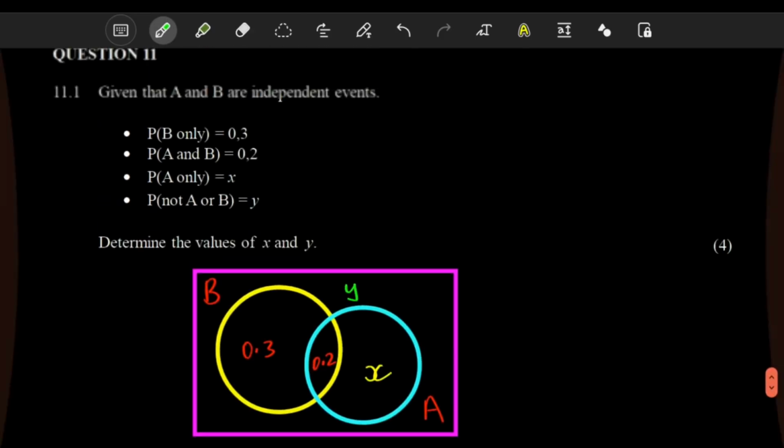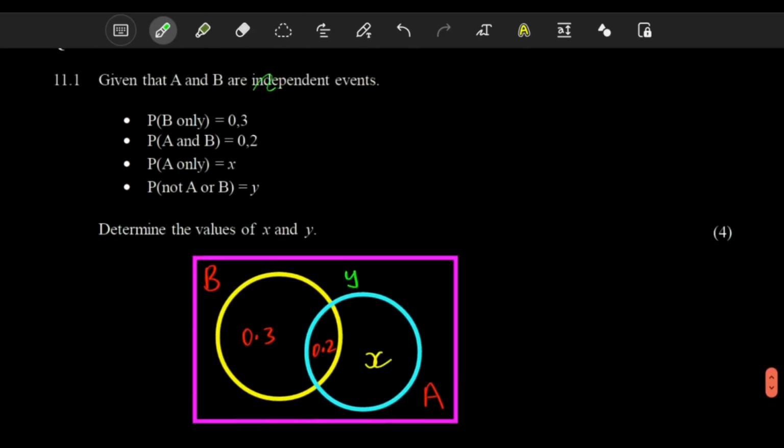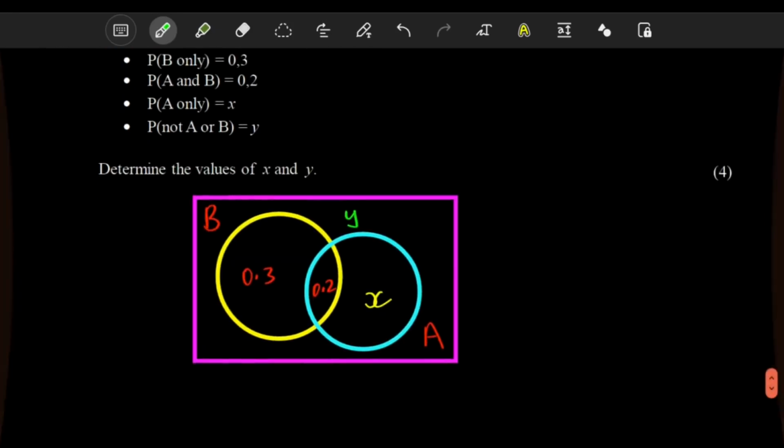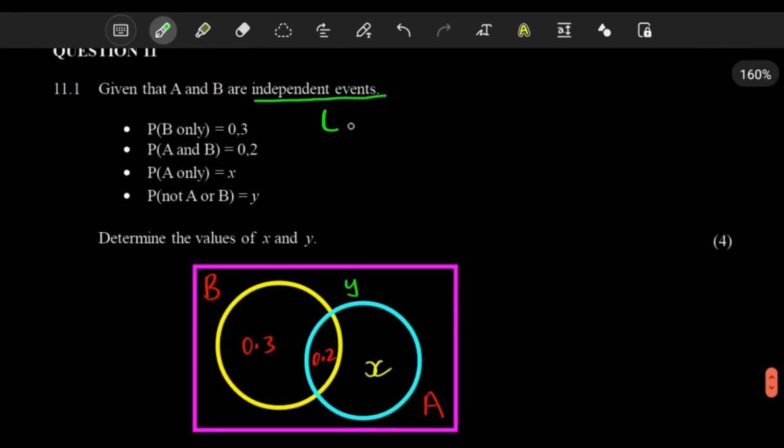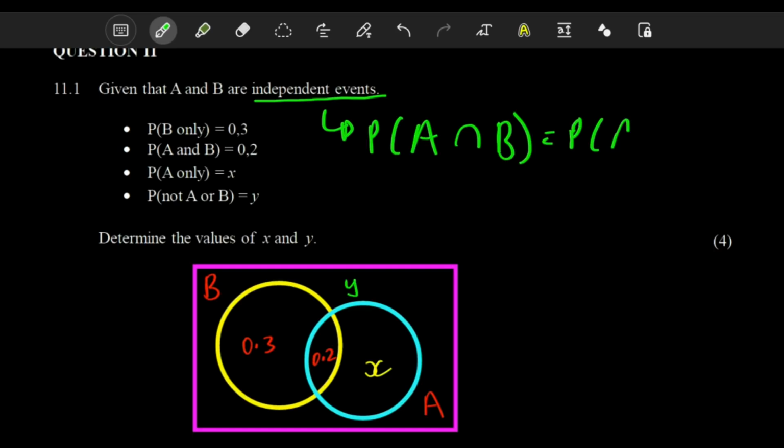They say the events are independent anyways. So if you're going to determine the values of X and Y, we might as well start off with this formula. For independent events, we know that the probability of A and B is equal to the probability of A multiplied by the probability of B. I think writing it this way is something that more people can resonate with. This is not on your formula sheet, but you need to know it.